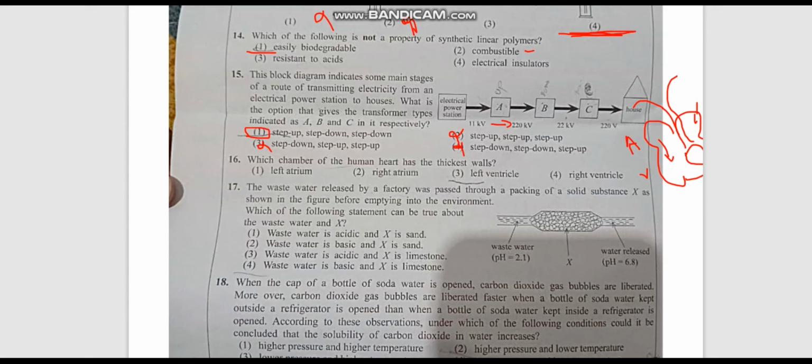Therefore left ventricle is the chamber of the heart which has the thickest walls because it has to supply blood to the entire body. All the parts of the body it has to supply blood through the aorta. So it should be the left ventricle.